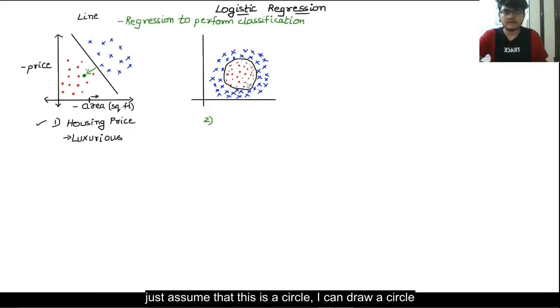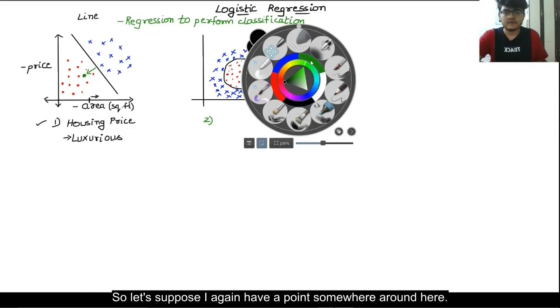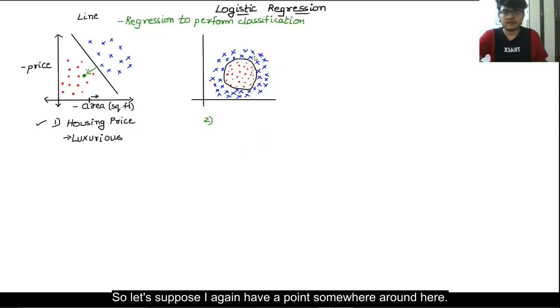Just assume that this is a circle. I can draw a circle, and this circle can separate the red points from the blue points. So again, we can use this circle to separate out one class from the other. So let's suppose I again have a point somewhere around here.